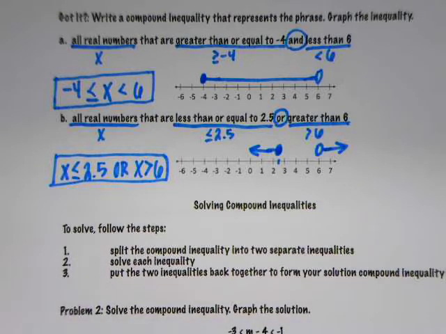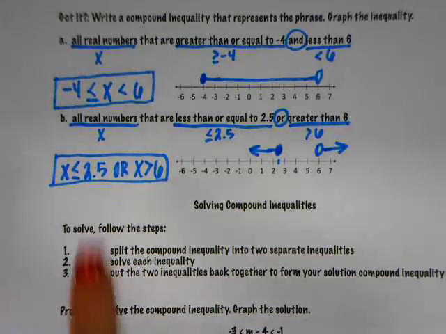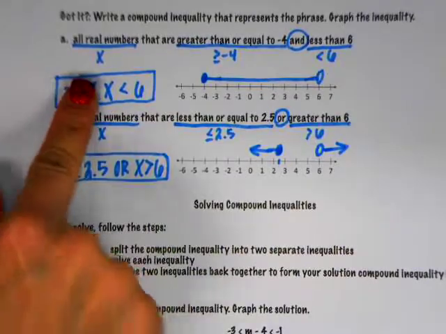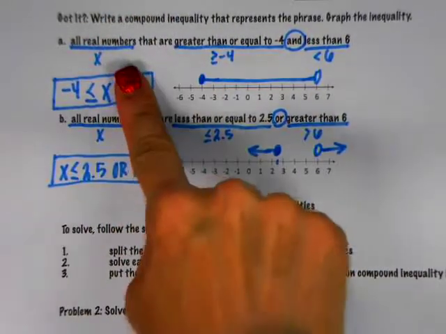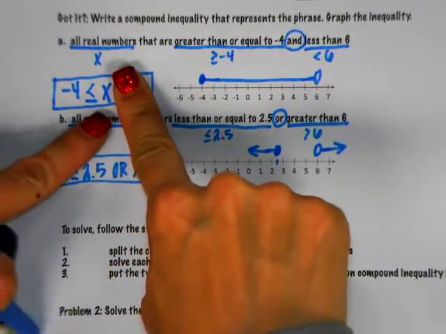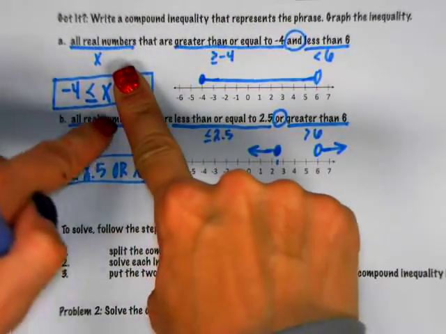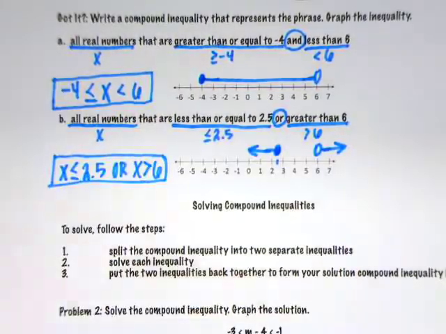For A, x is less than 6, and then the other is greater than or equal to. Wouldn't those be different signs? Yes, but since the x is between them, the x is on the left for x is less than 6. But for this side, the x is on the right, so that is x is greater than or equal to -4, but it's just the x is starting on the right side. So they both end up always being less than because of that.